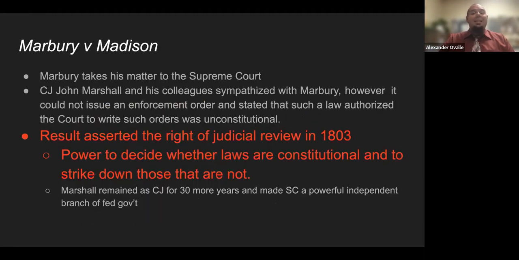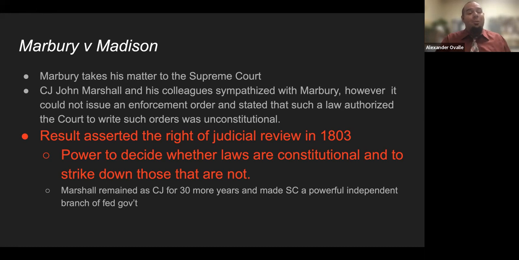Marbury takes his matter to the Supreme Court. Chief Justice John Marshall and his colleagues sympathized with Marbury. However, the court could not issue an enforcement order, and stated that such a law authorizing the court to write such orders was unconstitutional, basically saying we can't do this because we aren't granted this power, so we're going to create this power of deciding that it's unconstitutional.